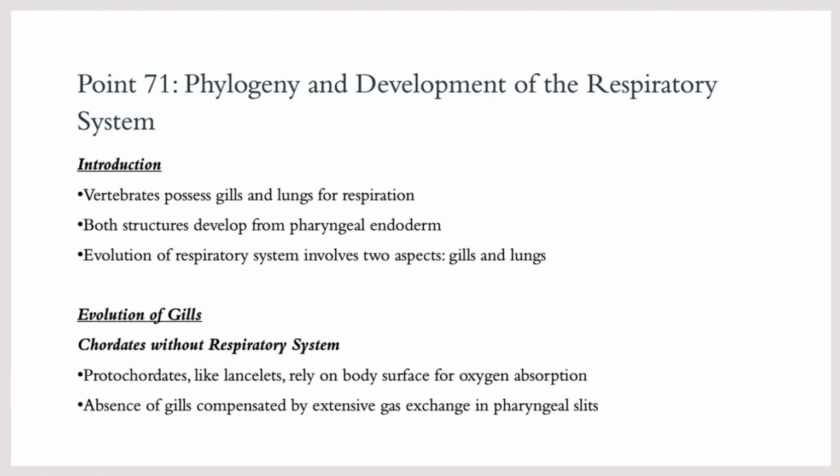So, initially, the chordates didn't really have a respiratory system. So, the protochordates, which are the earliest chordates, for example, the lancelets, they used to rely on their body surface to absorb oxygen. They didn't really have gills, so they used sort of gas exchange in their pharyngeal slits that we mentioned before in order to remove the waste gases.